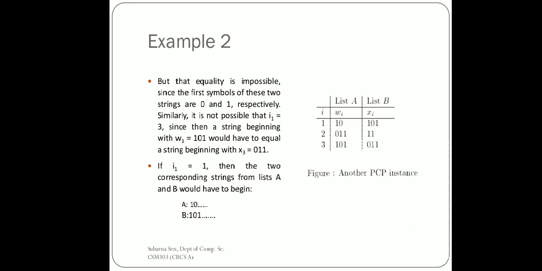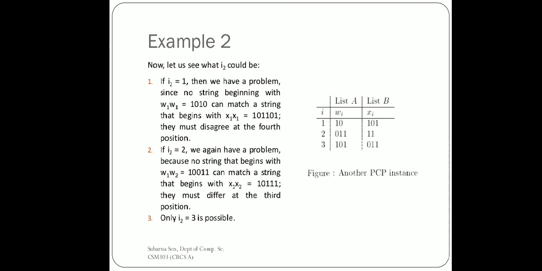So here, if I1 equals 1, that means W1 is starting with 1, and X1 is again starting with 1. So let us move on. I1 we have assumed to be 1, fine. Now the case of I2, the second value. If we assume the second value again to be 1, what is it? It will be W1 for list A and X1 for list B.